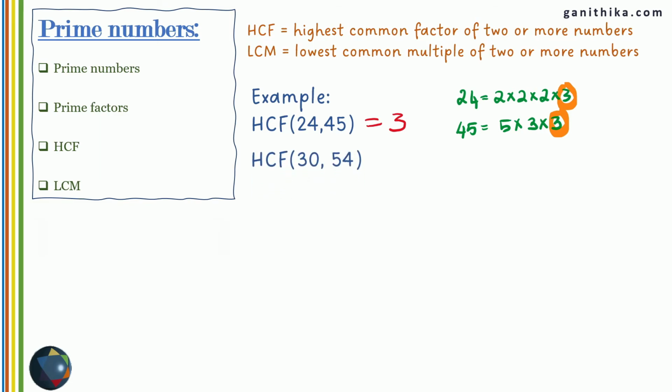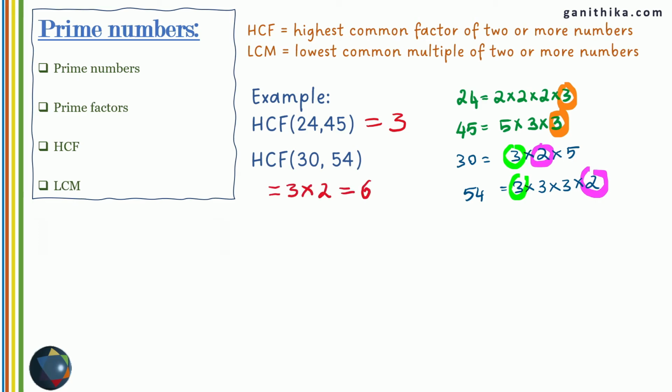Let's consider another example, HCF of 30 and 54. In this case, if you prime factorize both of them and choose the common factors, you are getting more than one common factor, 3 and 2 in this case. So in order to find the highest common factor, you need to multiply both the common factors. So the HCF of 30 and 54 is 6.